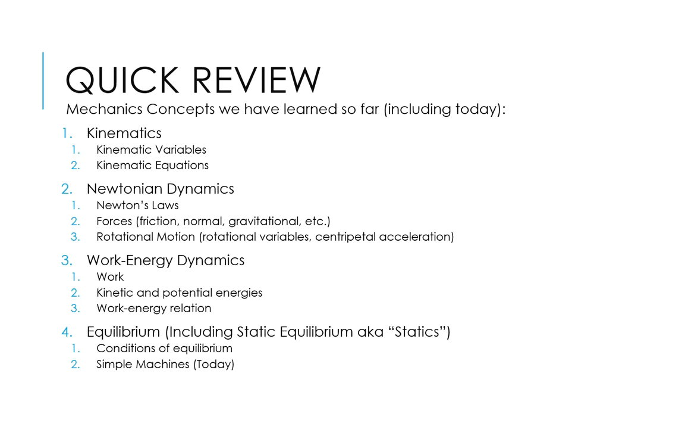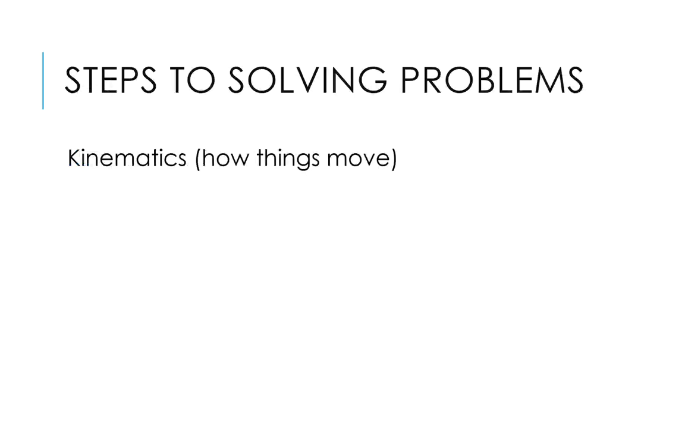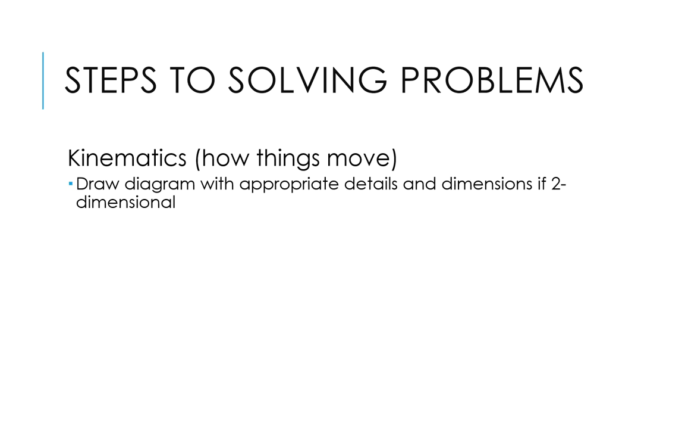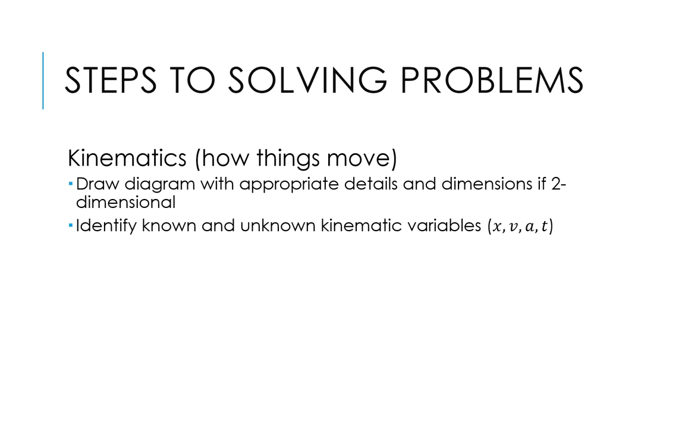Simple machines is an example of equilibrium, so we're going to be starting off with simple machines, and then we're going to do rotational dynamics at the end of the day. So now I have specifics, and if you look on your sheet, this is what you have on the front page, of how to address each one of these types of problems. So kinematics, which is studying how things move. First, draw a diagram. So if you identify this is a kinematics problem, it's just motion without any reasons why. Then draw a diagram with appropriate details, the starting condition, the ending condition, whatnot. And if it's two-dimensional, make sure you identify what directions are x and y. Identify your known and unknown kinematic variables: position, speed, acceleration, and time.